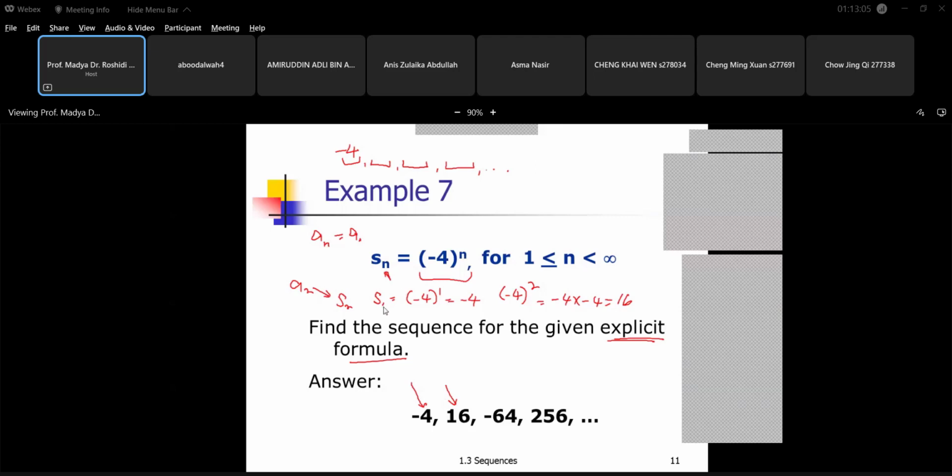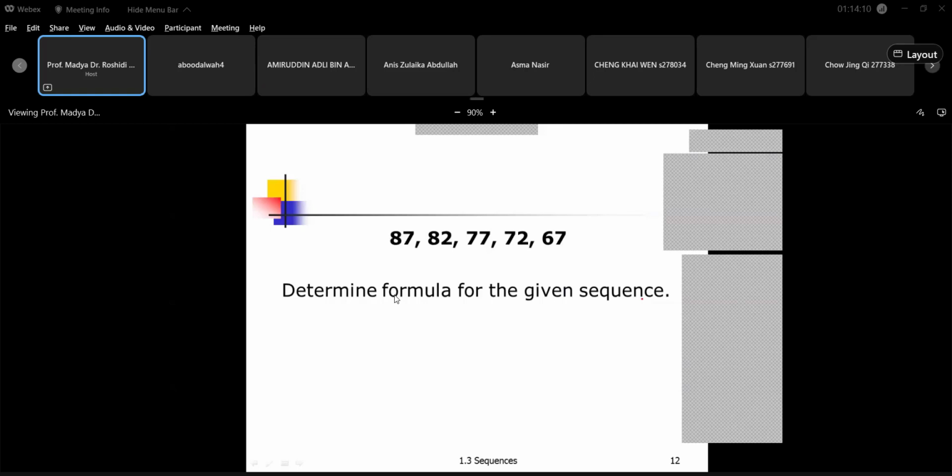Then if you put 3, so n equal to 3, here also n equal to 3, it will be negative 4 times negative 4 times negative 4. It will be negative 64 here. For the fourth location, n4, it will be 256. Because here is infinity and no equal, we put and so on. So based on this, the answer will be negative 4, 16, negative 64, and so on, for the given sequence.